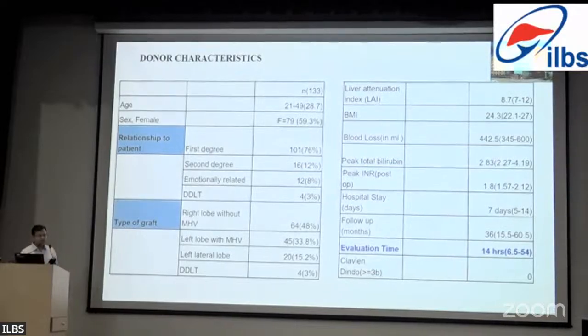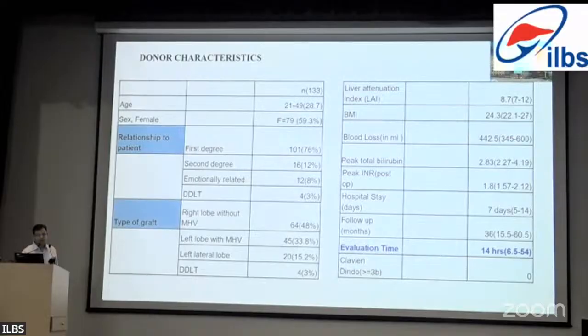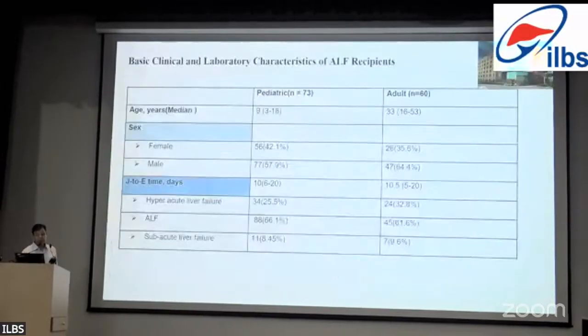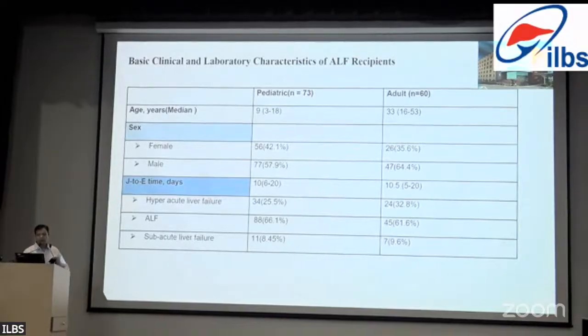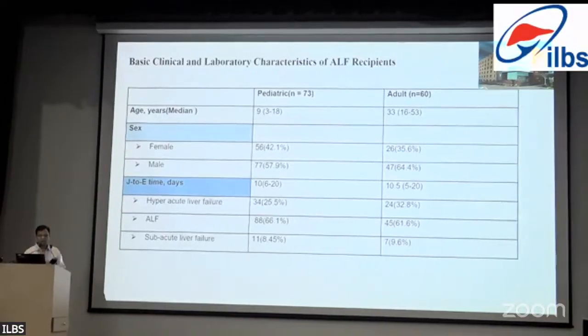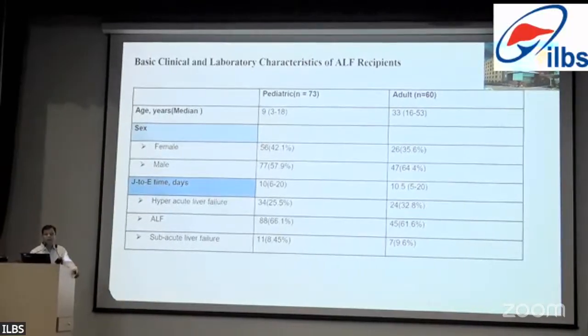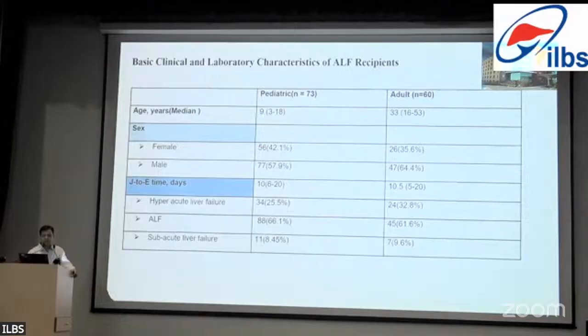Clavien-Dindo classification for the donors, more than grade 3B complications: none of the donors had more than grade 3B complications. Coming to the recipient characteristics, the pediatric transplant happened for acute liver failure in 73%. This data is till December 2025, and adult patients are 60 patients.